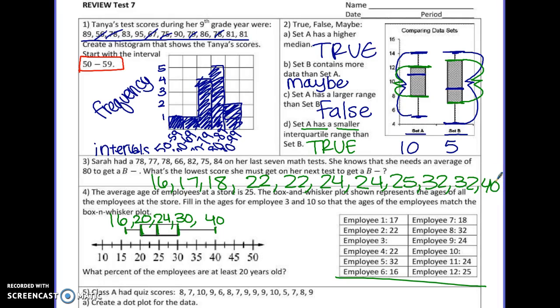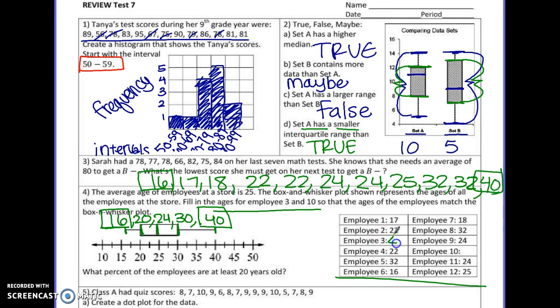So again, I just don't have room, but you may want to just write that all right here. Okay, so oops, we don't have 40 in our chart. I added that in afterward. One thing that we know is that the minimum is 16 and the maximum is 40. So I do have to have the 40 in there. We are missing that age.